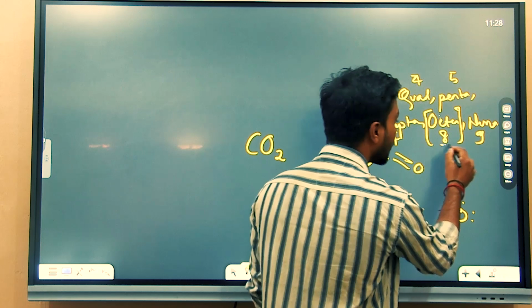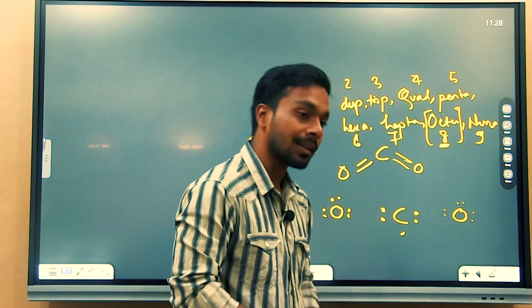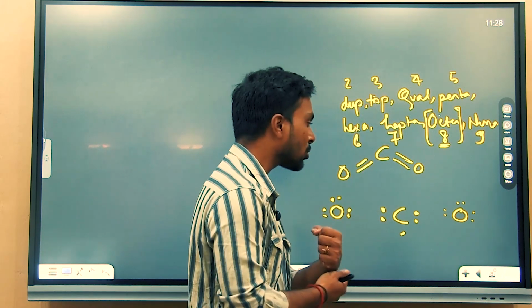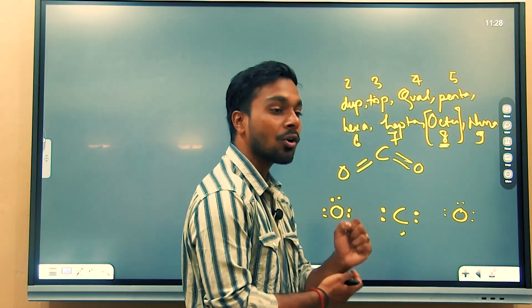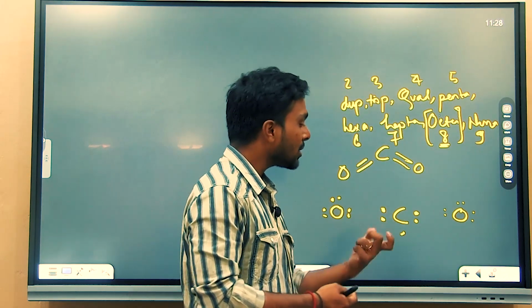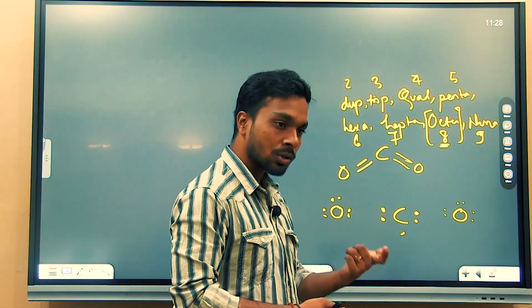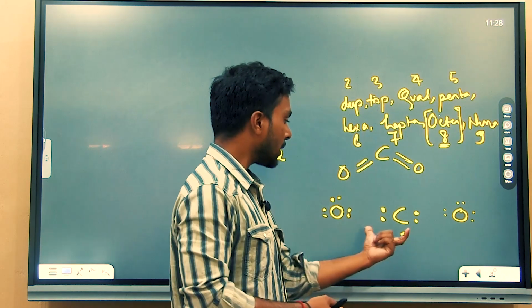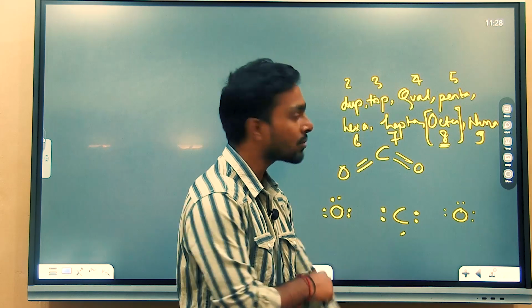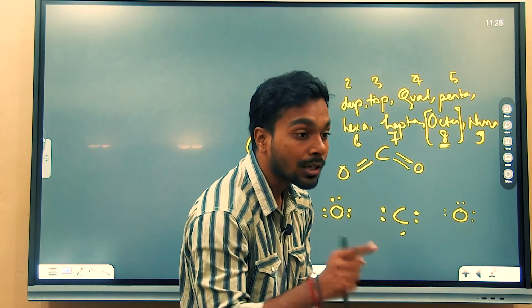So basically we are referring to octa, that means 8. Octet means 8. The outermost shell we call an octet. Why? Because according to the Lewis dot structure, it should have at least 8 electrons in the outermost shell. That's why we call this an octet.